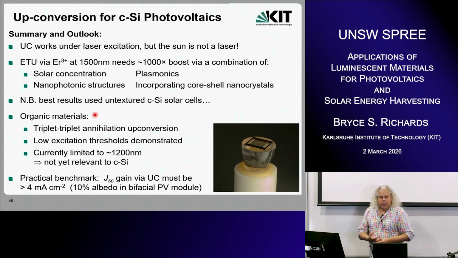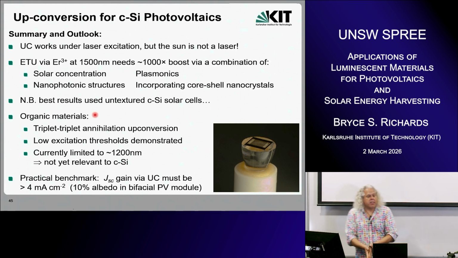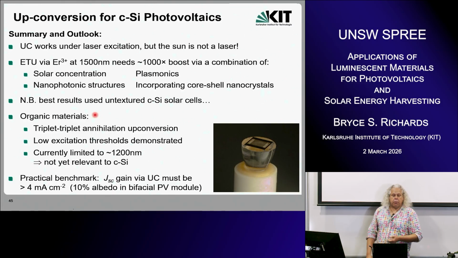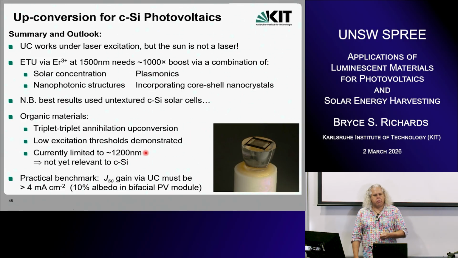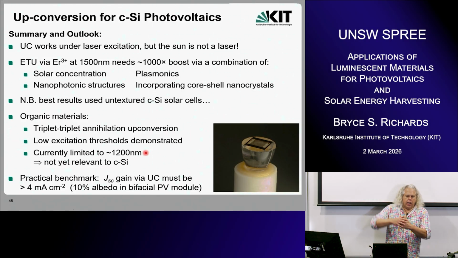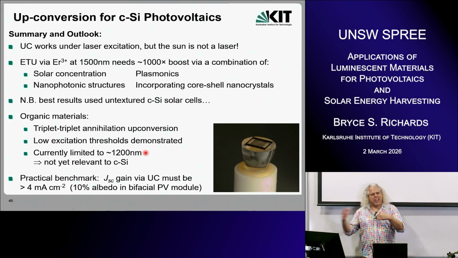In the review article, we did point a definite pointer towards organic materials. This is something that both Tim and Ned have looked at in the past, so-called triplet annihilation upconversion, where low excitation thresholds have been demonstrated, so a low amount of suns would be needed. The challenge there is that the energy conversion is limited out to about 1,200 nanometers, to my knowledge. So it's not quite relevant for crystalline silicon yet.